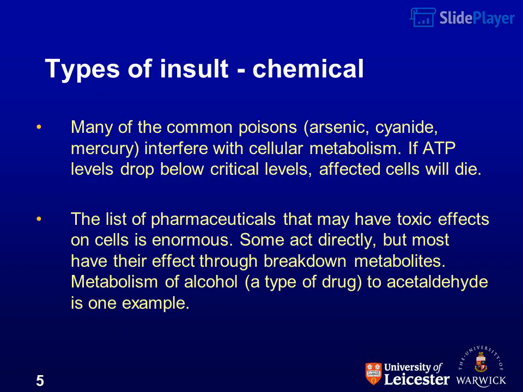Types of insult: chemical. Many of the common poisons, arsenic, cyanide, mercury, interfere with cellular metabolism. If ATP levels drop below critical levels, affected cells will die. The list of pharmaceuticals that may have toxic effects on cells is enormous. Some act directly, but most have their effect through breakdown metabolites. Metabolism of alcohol, a type of drug, to acetaldehyde is one example.